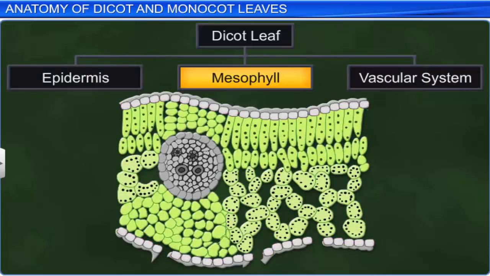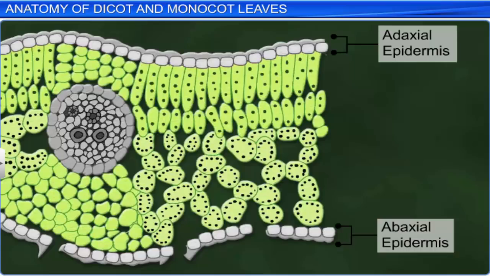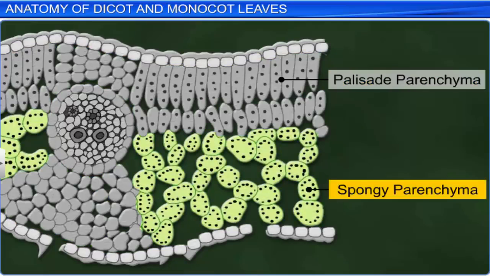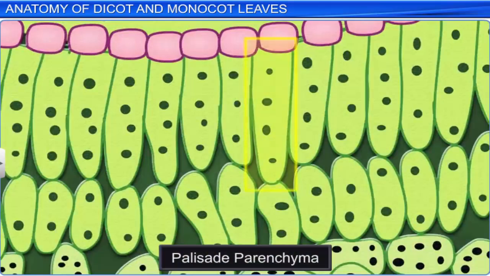The next part of the leaf is the mesophyll, which is located between the upper and the lower epidermis. It is also called the green tissue of the leaf, as it contains chloroplasts. The mesophyll is made up of parenchyma and performs photosynthesis. In dicot leaves, the mesophyll tissue is differentiated as palisade parenchyma and spongy parenchyma. The palisade parenchyma, located near the adaxial epidermis, is made up of elongated cells arranged vertically and parallel to each other. These cells have fewer intercellular spaces.